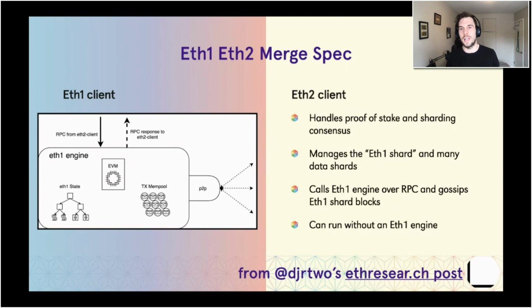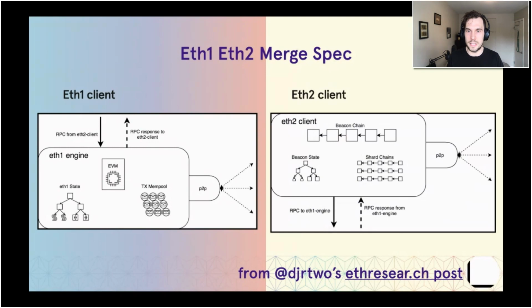If we look at the Eth2 side, as we said, this would be handling both the proof of stake and the sharding consensus. So it's really the whole consensus engine. And that means it's managing both the Eth1 shard as well as the other 64 data shards. Again, it would communicate with the Eth1 engine over RPC to get information, and then it would be in charge of gossiping the Eth1 shard blocks. And this means that you could run it without an Eth1 engine, where the Eth2 client would store the information about the head of the Eth1 shard, but it wouldn't be able to validate all of the transactions itself. Again, this is what it looks like from a diagram perspective.